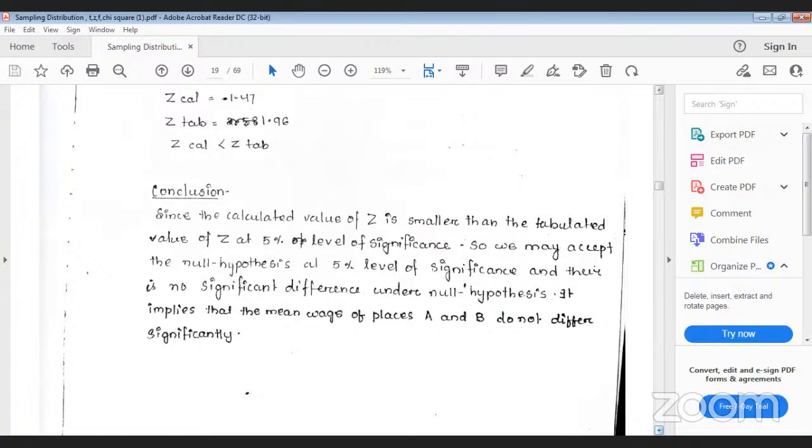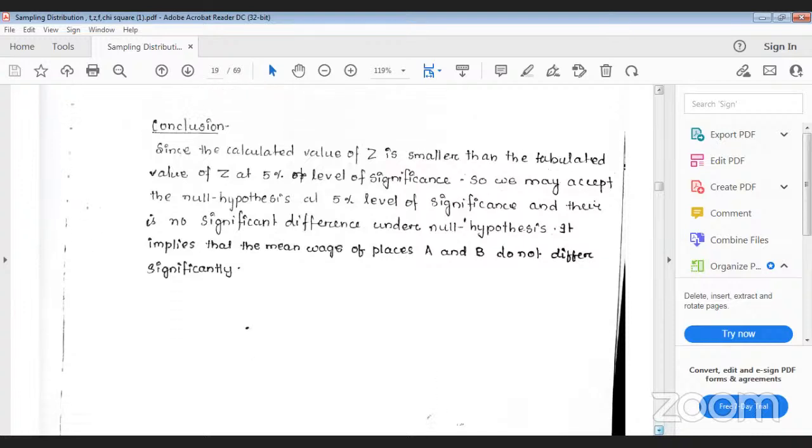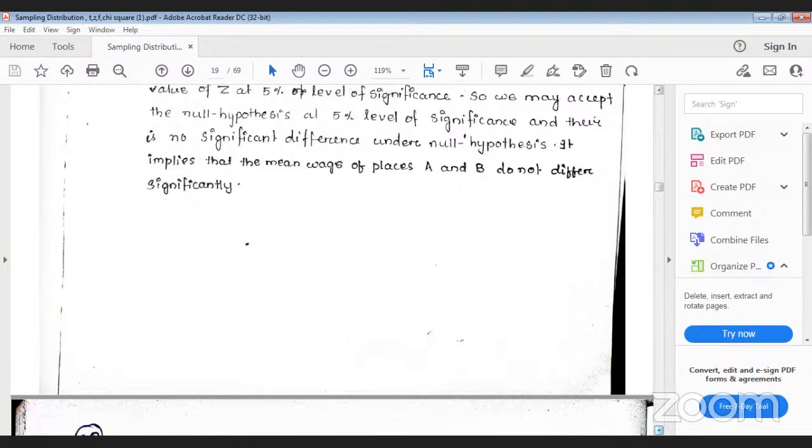So it implies that the mean wage of place A workers is equal to the mean wage of place B workers, because they don't differ significantly. They are equal in wage if you compare. So this problem, I think there is no doubt. All of you are clear?